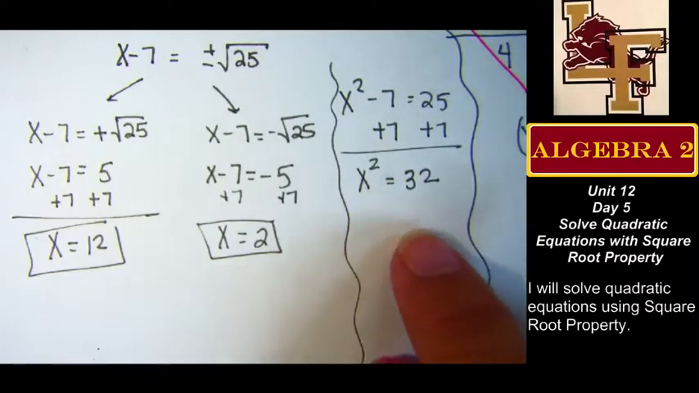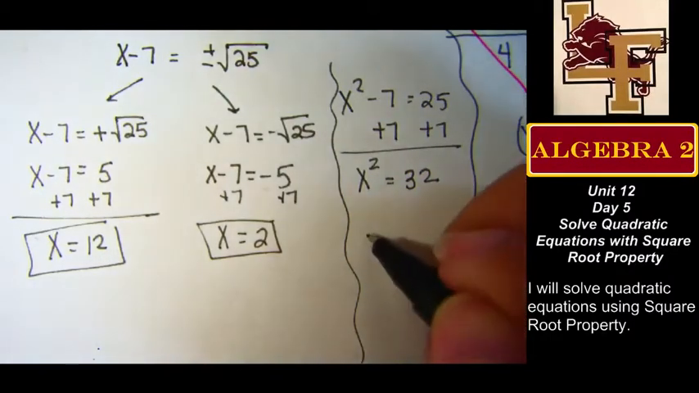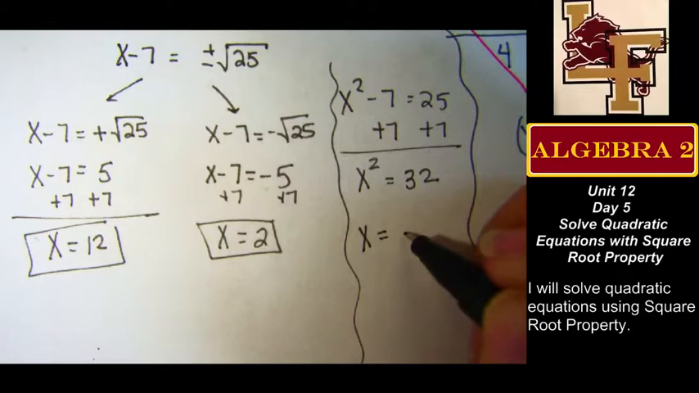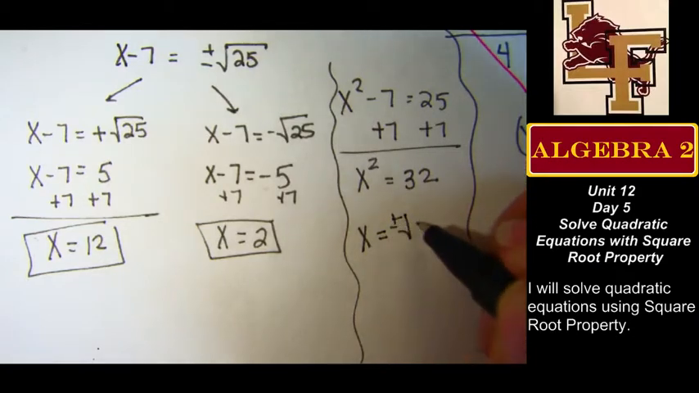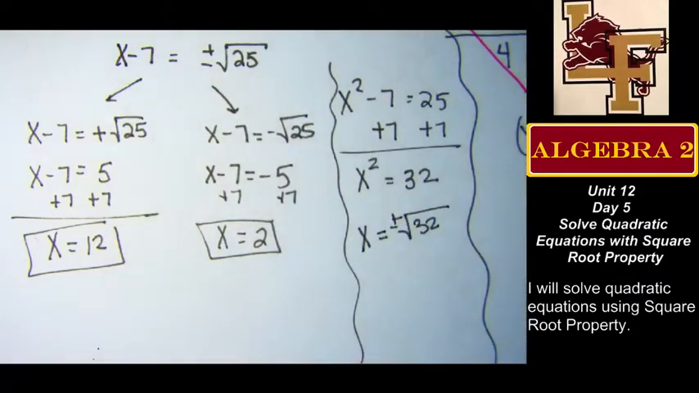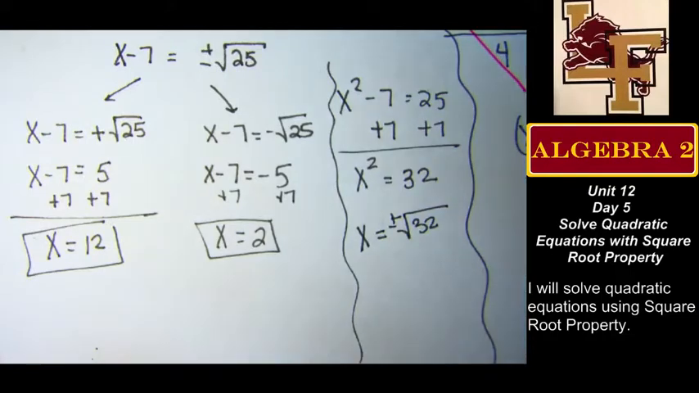Looking at this one, I have x squared equals 32. Square root property says that I can do this. And so I'm looking at the positive and negative versions of the square root of 32.